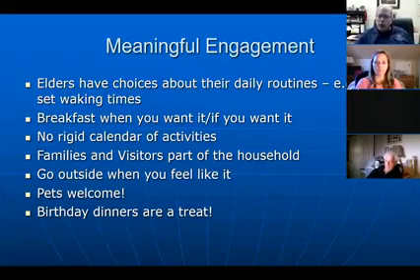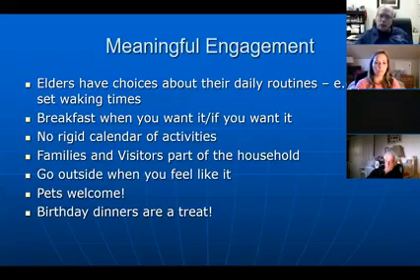Families and visitors are part of the household. I actually was a family member for a little less than 2 years. My mother-in-law was in one of my greenhouses. You cannot visit a greenhouse resident by yourself, because you are visiting the household. When you're in the living room, everybody else comes over because they want to be part of the conversation and the visitation. And our family members say that it feels so much different than a traditional nursing home.